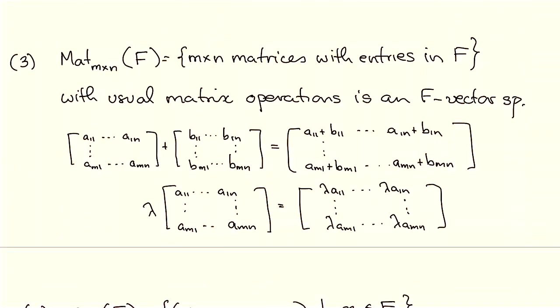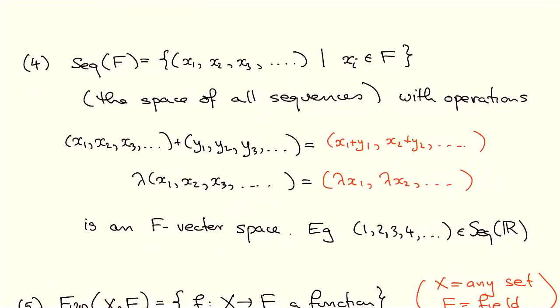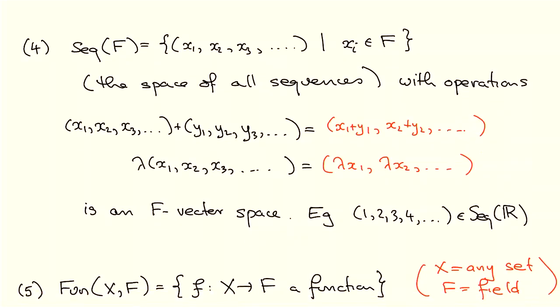Vector space, just with the natural operations. Remember, a vector space only has two operations. It's got the addition of vectors and the scalar multiplication, just to remember what we're talking about. Sequences.